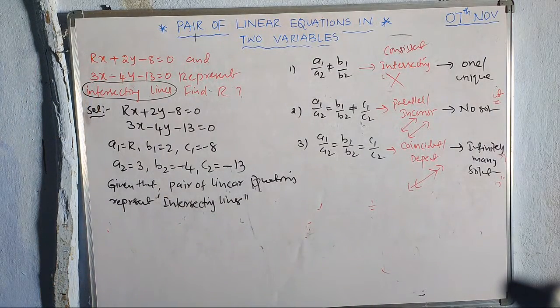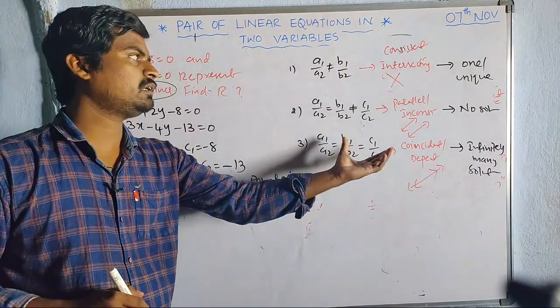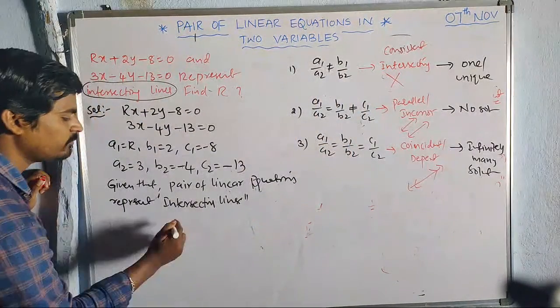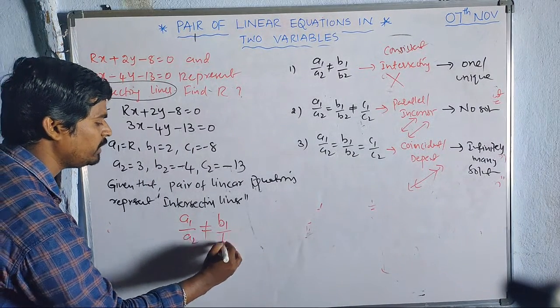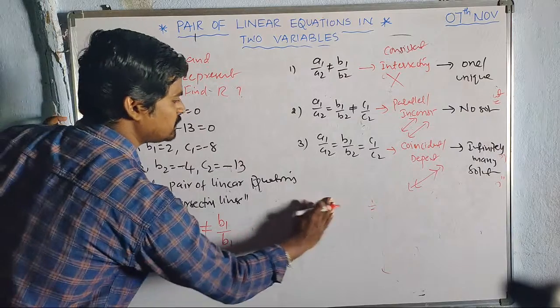After writing this, we take the proper condition according to the 3. Intersecting means the first one, and you know very well what that condition is: a1 by a2 not equals b1 by b2. Why I am explaining this problem is that a not-equal symbol is there. After that we have to substitute the values here, friends.